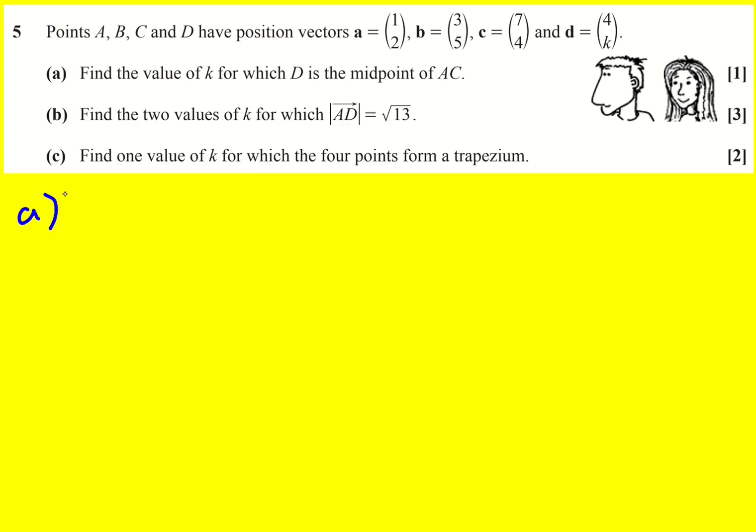Let's take a look at this vectors question. So part A, find the value of k for which d, this vector which has an unknown in, is the midpoint of AC. Well, I'm going to draw a little diagram here to show what's going on.